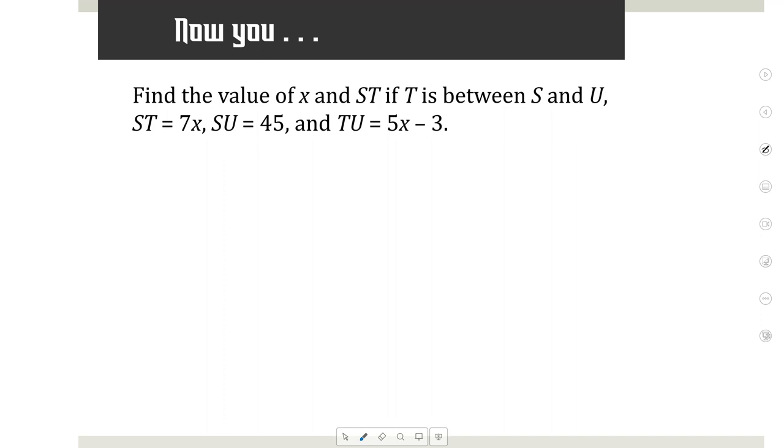Since we're introducing this material, you will find, like in the last problem we did, you got a nice pretty answer for x of 9. That's not always going to happen. You know how I feel about pretty answers. So if you get a non-pretty answer, I wouldn't assume that you got it wrong.